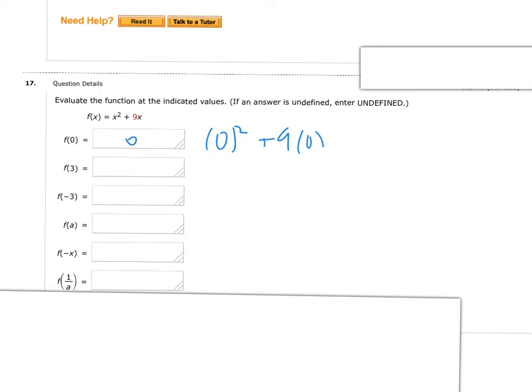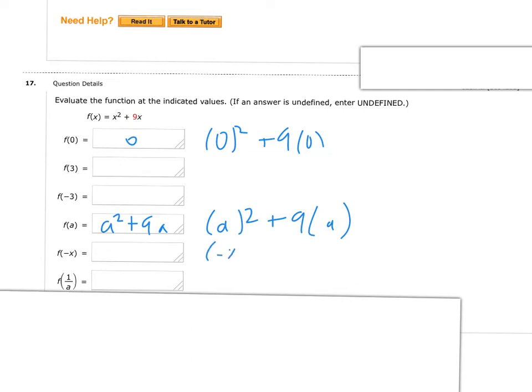And so next up, for a, this would be a squared plus 9 times a. That one just simplifies to a squared plus 9a. We don't want to factor there because to simplify is actually to get rid of parentheses. So I would just leave it like that.